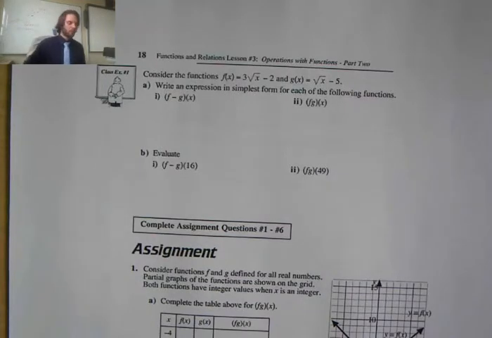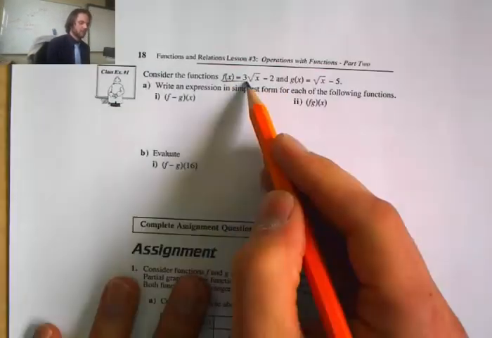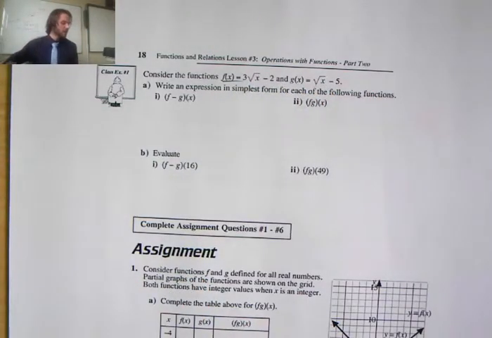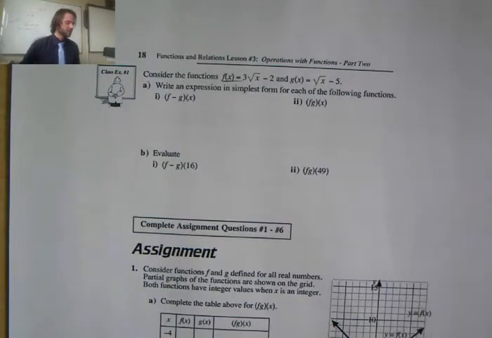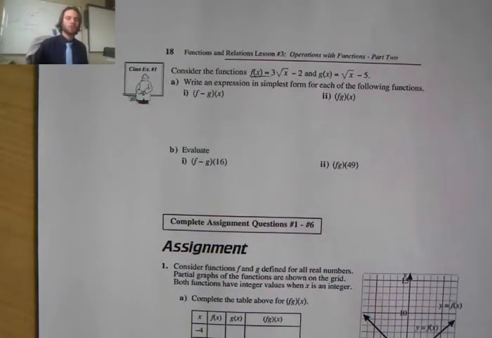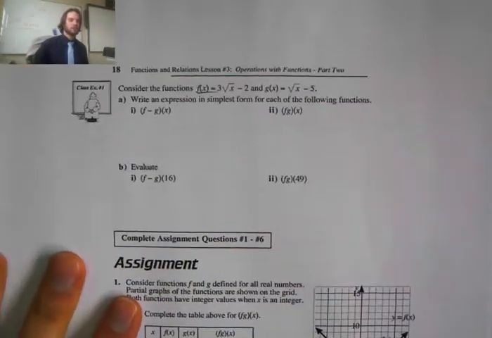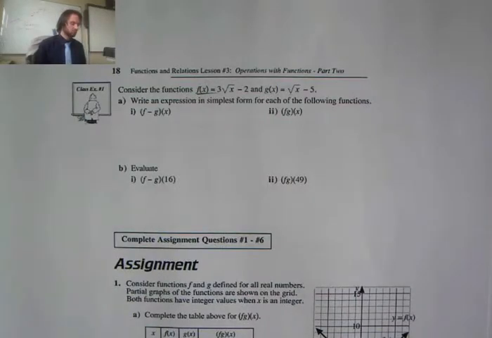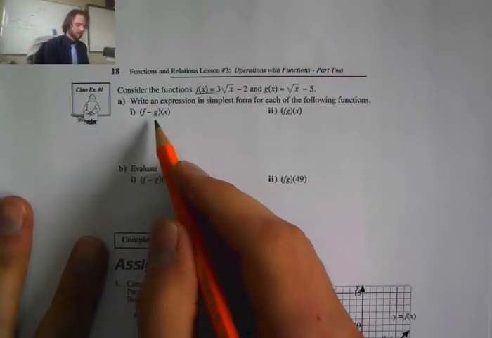Class example number 1. It says, consider the functions f of x, which is 3 root x minus 2, and g of x, which is square root of x, subtract 5. Write an expression in simplest form for each of the following functions. Okay? So we want simplest form. So the first ones are stuff we've done before. We're adding and subtracting. Subtracting, so we want to subtract.